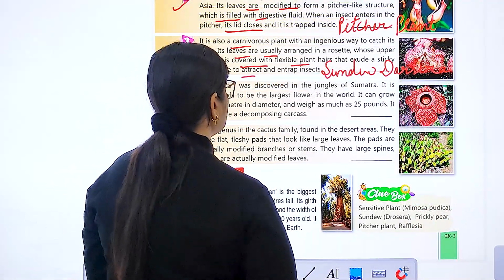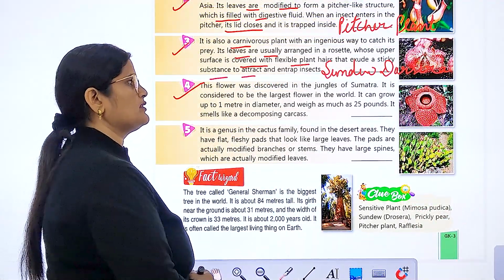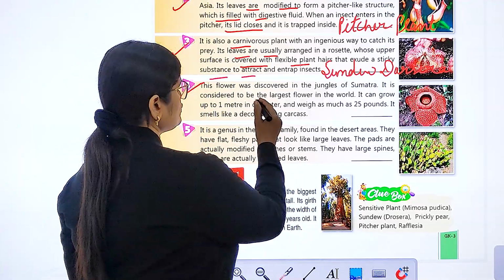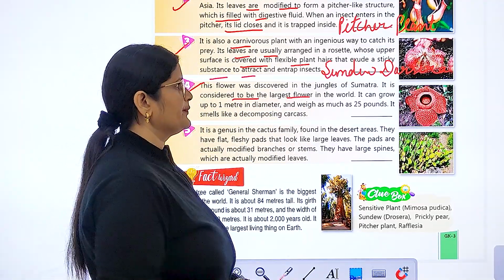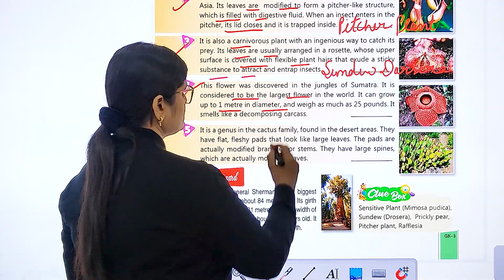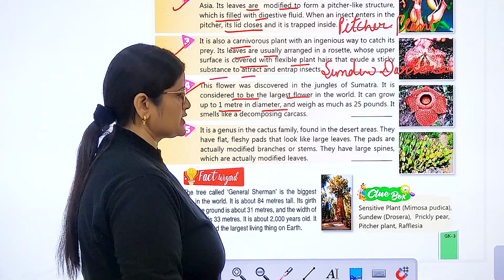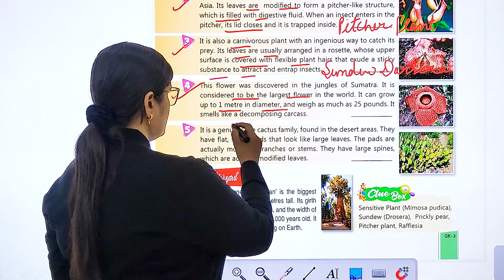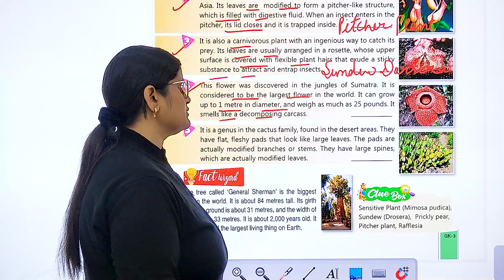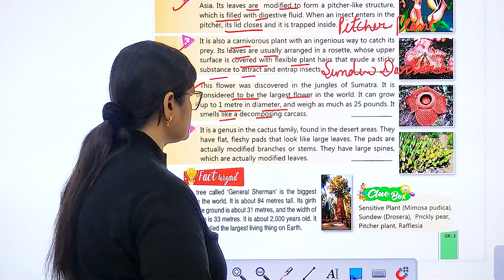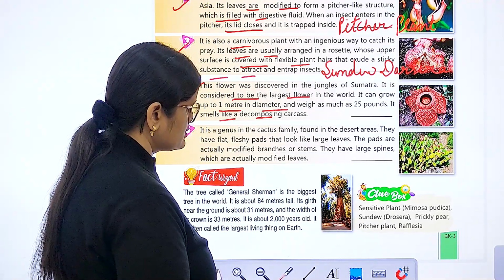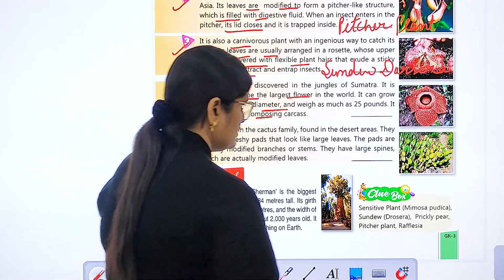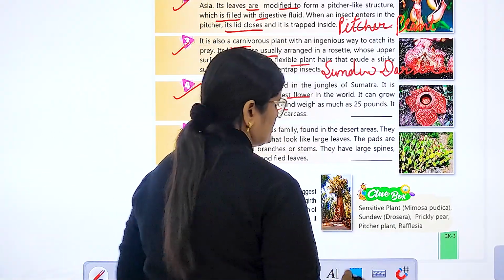4. This flower was discovered in the jungles of Sumatra. It is considered to be the largest flower in the world. It can grow up to 1 meter in diameter and weigh as much as 25 pounds. It smells like a decomposing carcass. It is Rafflesia.